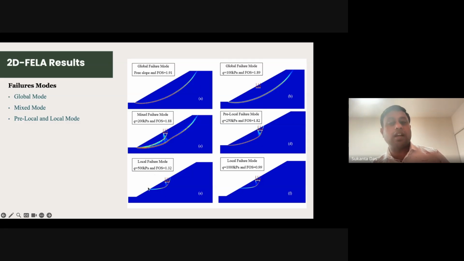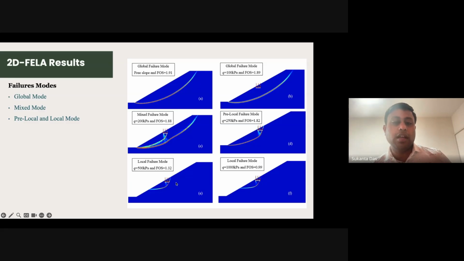Now it is surrounding the foundations. And if you increase further, it remains localized. So this whole problem is converging from global to very localized. But what we have seen is that between global and local, two failure modes come. Like one is a mixed failure mode.